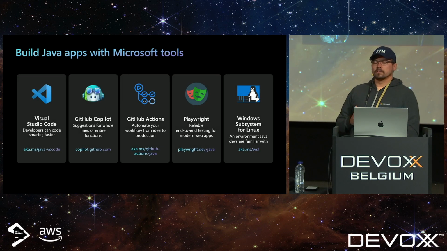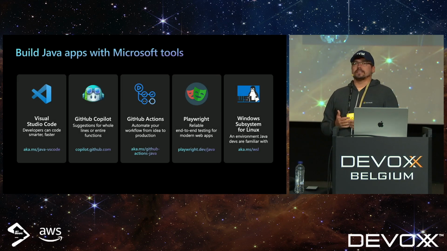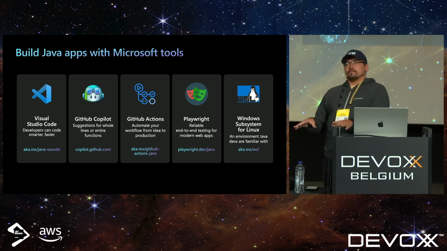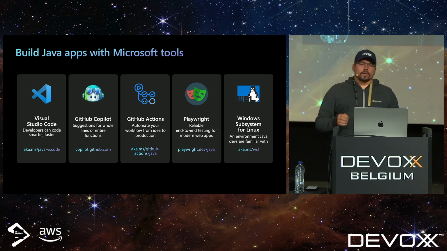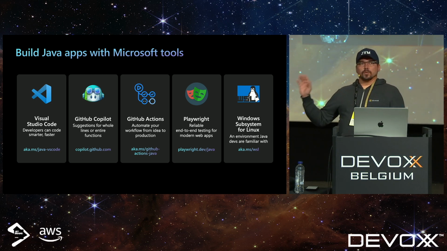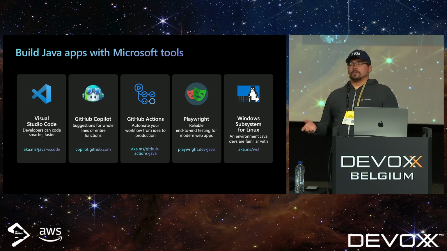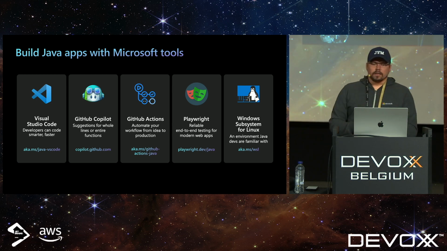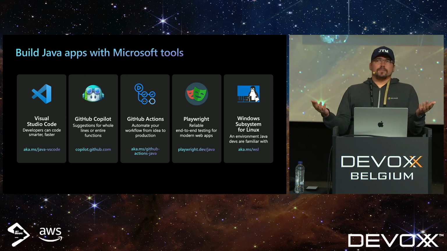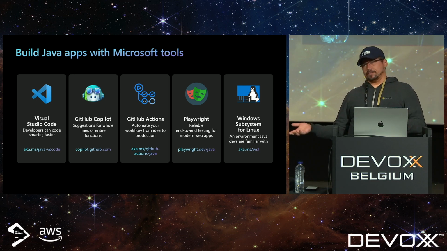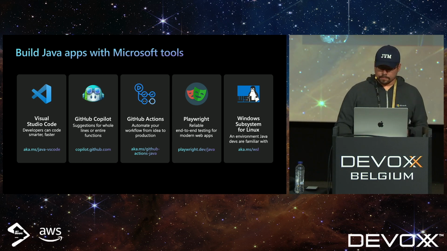But there's more. GitHub Copilot got announced recently, and I'm going to show throughout my demos how GitHub Copilot can help Java developers. GitHub Actions, of course, for CI/CD. Playwright, I won't be showing Playwright, but it's a tool that allows you to do web application end-to-end testing in the browser. And Windows Subsystem for Linux. Because if you're on Windows, you really want Linux. And if you cannot have Linux, but you have to use Windows, at least you've got Windows Subsystem for Linux.